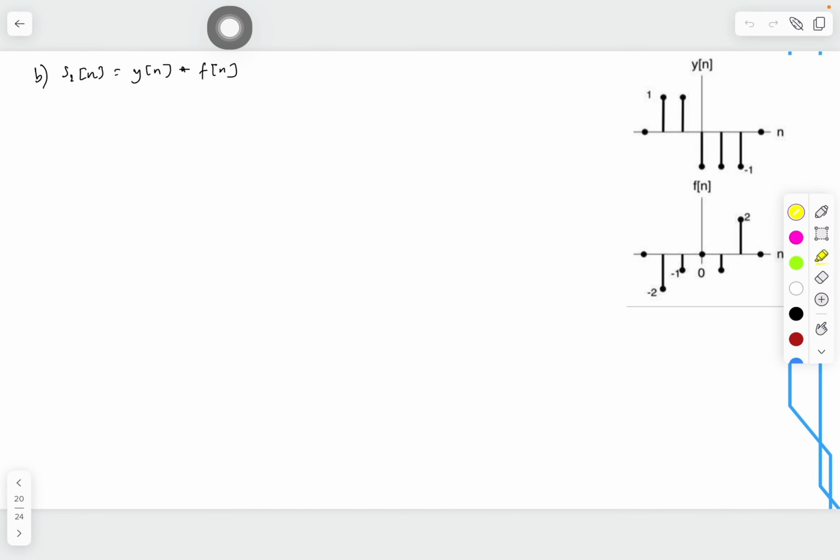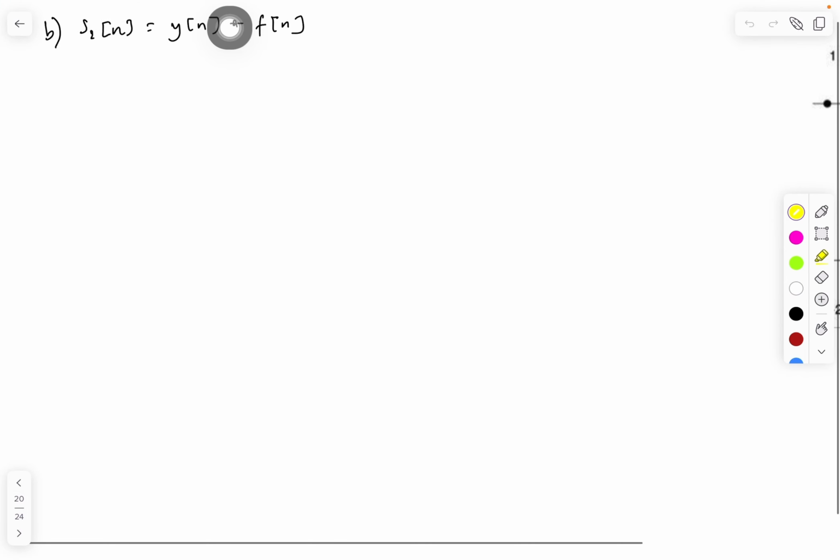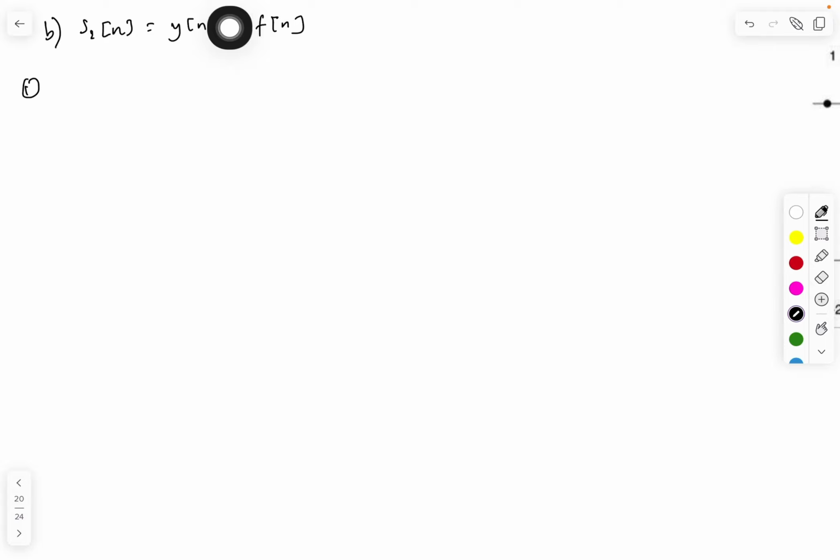And now we can move on to letter B, where we have to find s2[n]. So the first thing is we find the length of the output signal. So it's going to be the length of y plus the length of f minus 1.